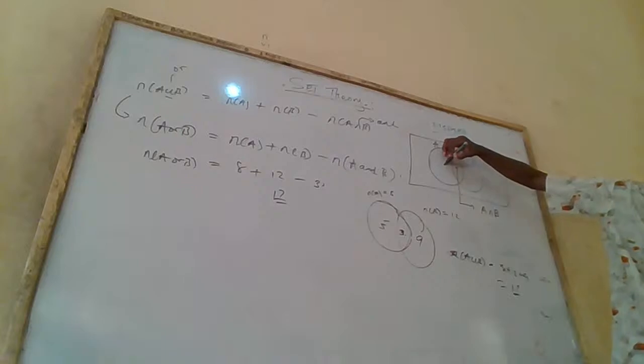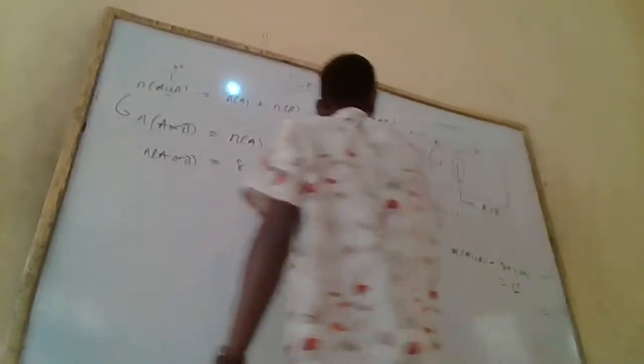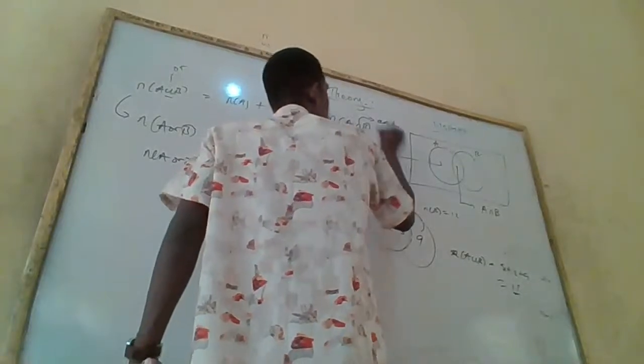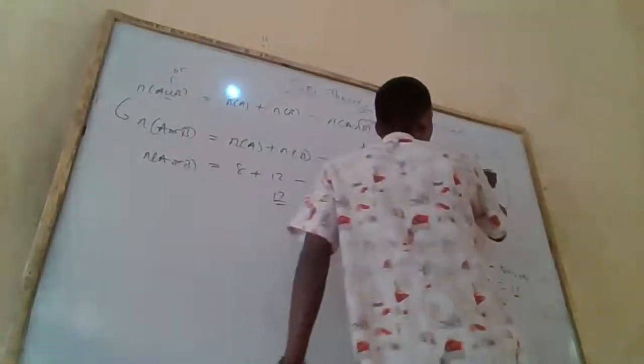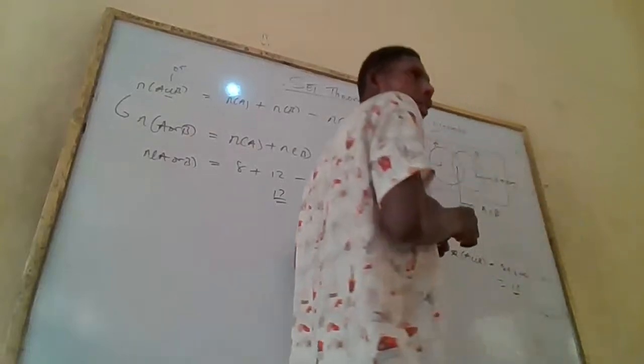But this part is meant for A only. Yes or no? So this part is known as what? A only. Okay? A only. Why is this part known as what? B only. And it's very careful.